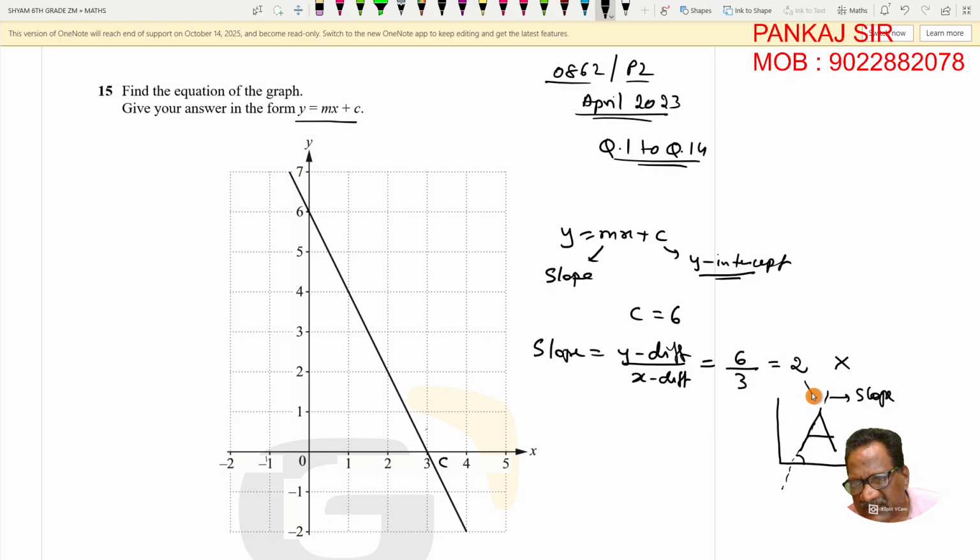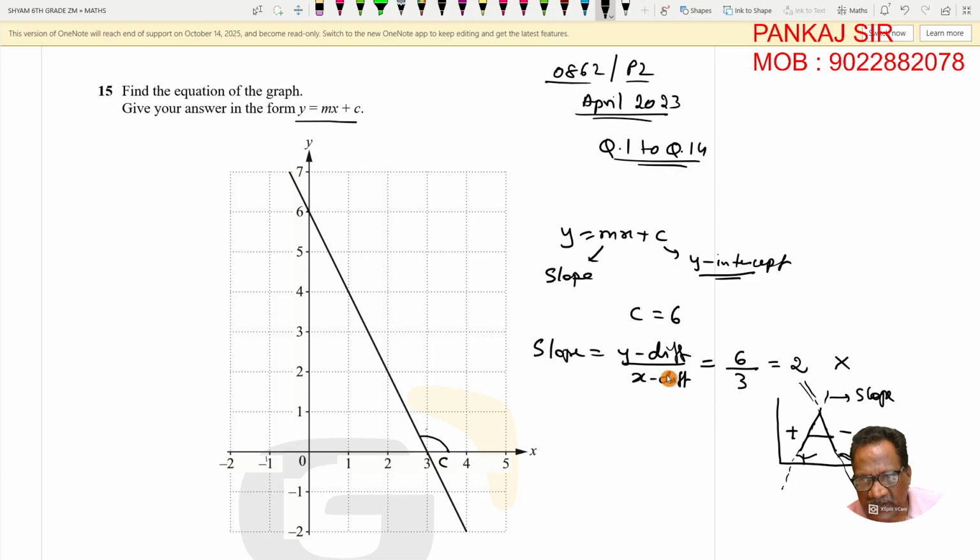And if the graphs are in this direction, leaning backward from the x-axis, this angle will be obtuse. Here this angle will be acute. So if the angle made by the graph with the x-axis is acute, then the slope is positive. But if the angle made is obtuse, then it will be negative. Here you can see this graph is making an obtuse angle with respect to the x-axis, so the slope has to be negative. If it was making an acute angle, the slope would have been positive. So you have to assign the sign by looking at this factor.